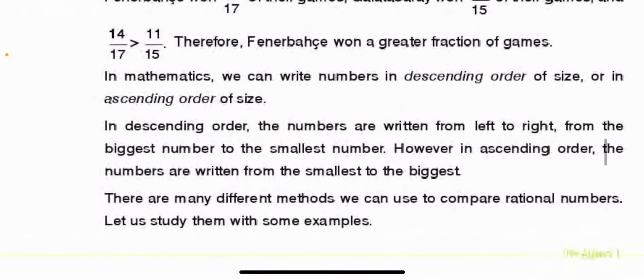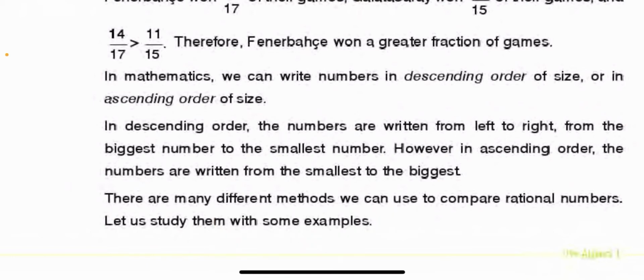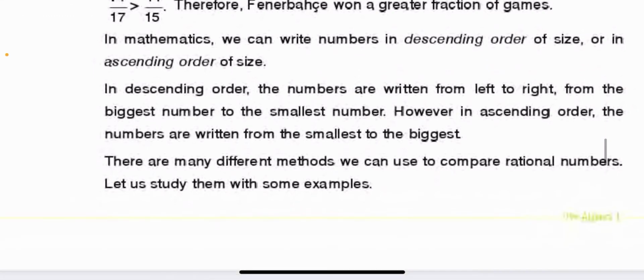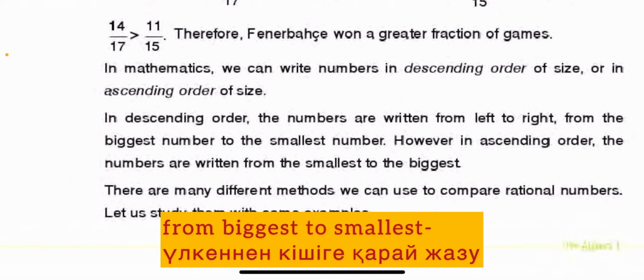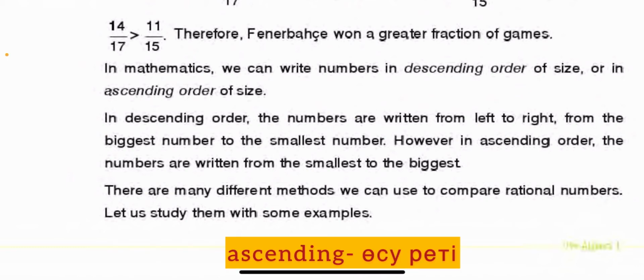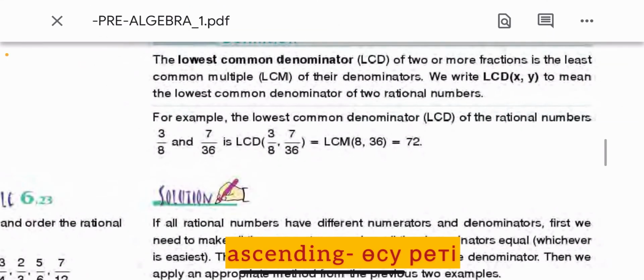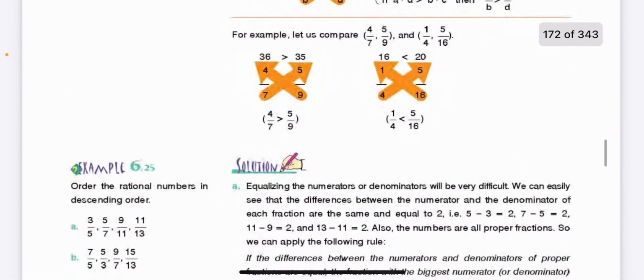About ordering the fractional numbers, in maths we can write numbers in descending order. I think you remember these terms. We talked about it before. Descending order or ascending order. Descending means written from left to right, from biggest to smallest, and ascending order is from the smallest to the biggest numbers. Don't confuse them. We know this part: LCD, lowest common denominator, least common multiple.